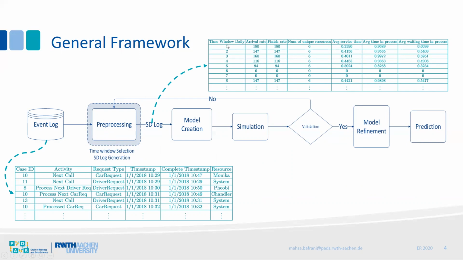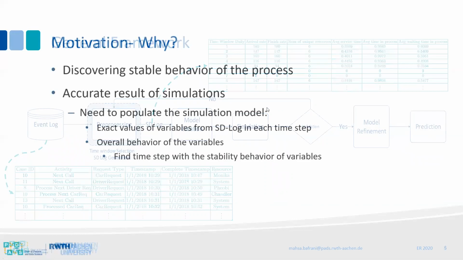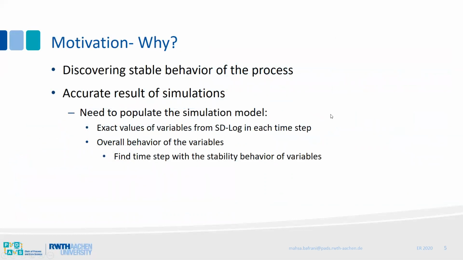You can see that we have a daily time window. It means that we look at our process per day. In the first day, for example, we have an arrival rate of 180 people, and this is the average service time for each of these arrived cases. But the important point here is that this time window highly affects the quality of our simulation model and our simulation log.